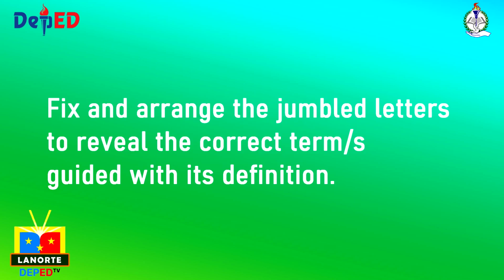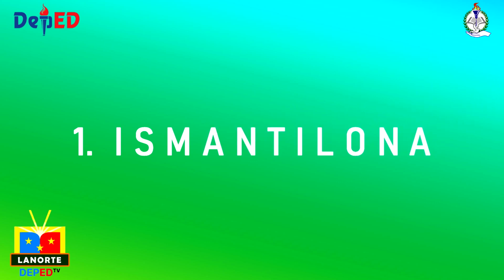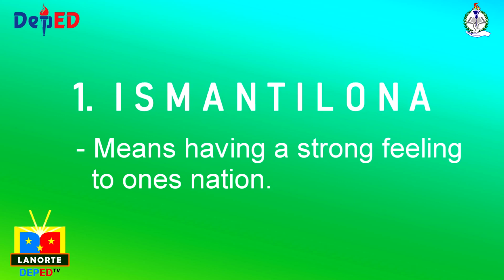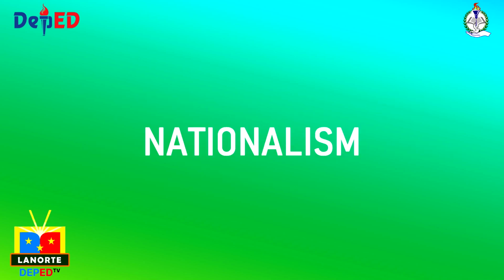What you're going to do is to fix and arrange the jumbled letters to reveal the correct terms, guided with its definition. I will give you 5 seconds to arrange each word. Our first word is I, S, M, A, N, T, I, L, O, N, A. This means having a strong feeling for one's nation. So the correct answer is nationalism.